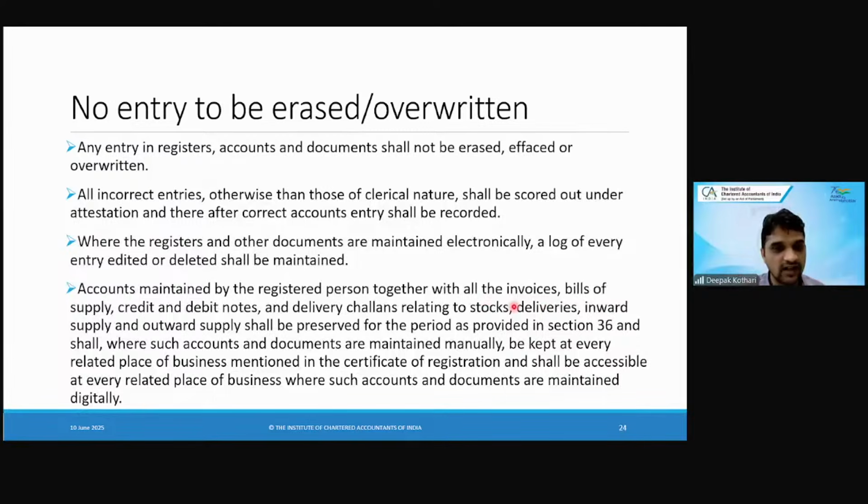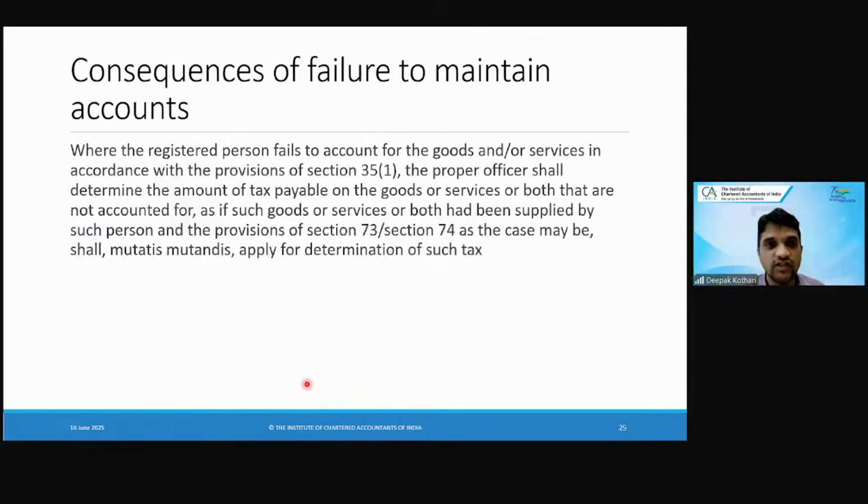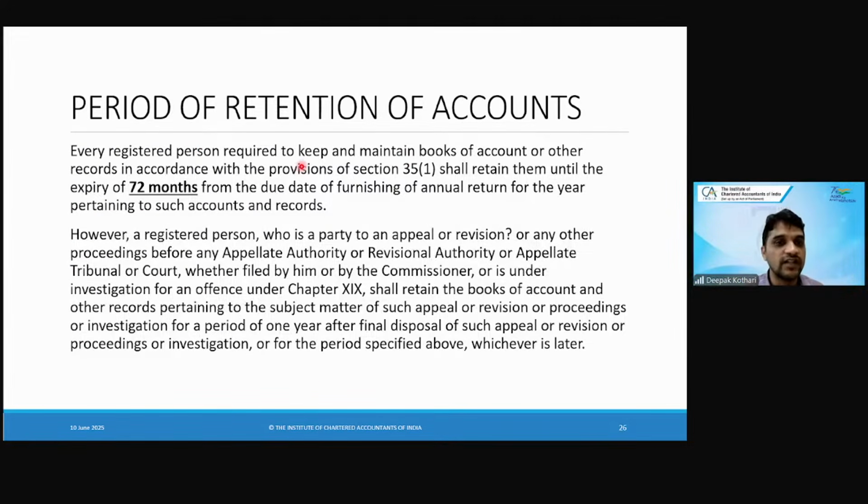The registered person, together with all the invoices, bill of supply, credit note, etc., shall be preserved for a period as provided in section 36. And section 36 says that you have to maintain the records for a period of 72 months from the end of the financial year, that is, from the due date of furnishing of the annual return. And if you have gone for appeal or anything, then you have to maintain it for a period of 1 year after the final disposal of appeal.